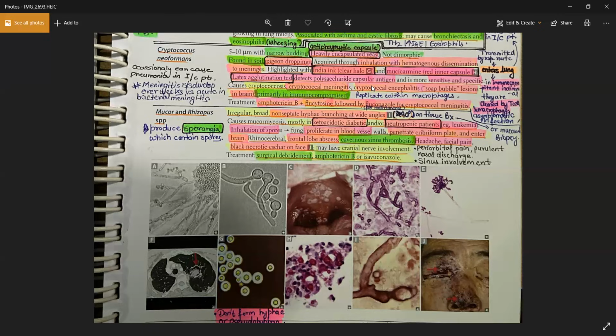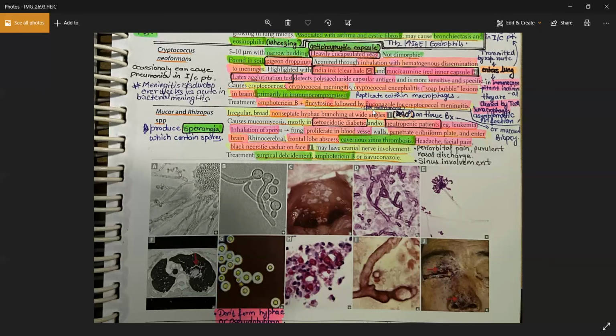Okay. And the most important test, if step 1 asks you what is the test of choice, this would be a latex agglutination test for the polysaccharide antigen. And for the treatment, very important, you will give the patient amphotericin B along with the flucytosine, which is the 5-fluorouracil. This is the initiation dose, followed by fluconazole for the maintenance. So when the patient is admitted, you will give amphotericin B and flucytosine, and after some time you will switch the patient to fluconazole.